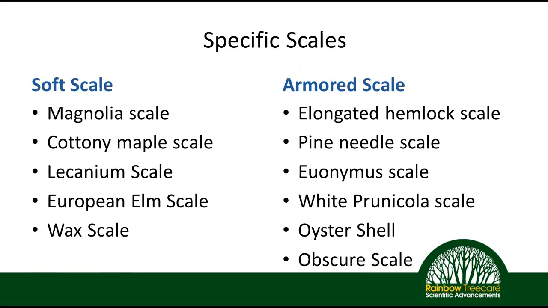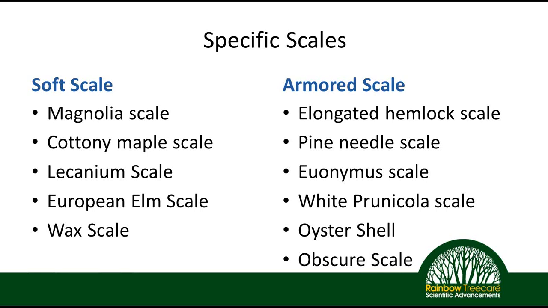Ready to go. So with the soft scales, we'll be talking about Magnolia scale, Cottony maple scale, Macadamia scale, European elm scale, and wax scale. And then with armored scales, we're going to be talking about elongated hemlock scale, pine needle scale, euonymus scale, white prunicola scale, oyster shell scale, and obscure scale.